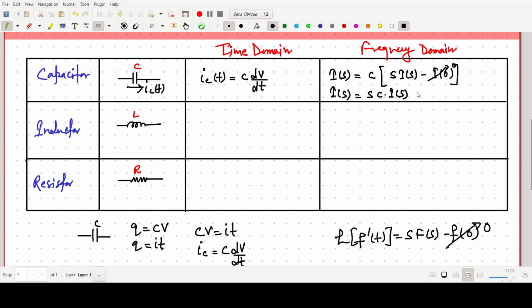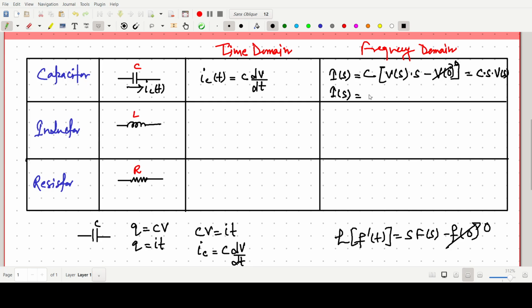Sorry, there is a mistake that I made. I(s) is C times V(s) into s minus V(0). By keeping the initial condition 0, we make it 0. So one can write I(s) = C s V(s).